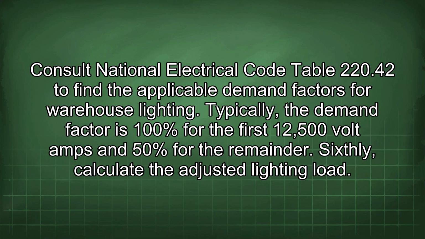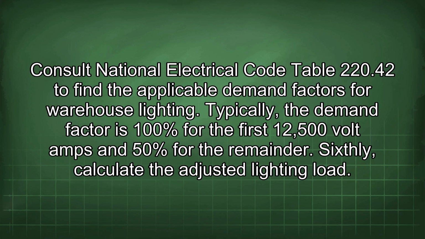Fifthly, apply demand factors from Table 220.42. Consult National Electrical Code Table 220.42 to find the applicable demand factors for warehouse lighting. Typically, the demand factor is 100% for the first 12,500 volt-amps and 50% for the remainder.